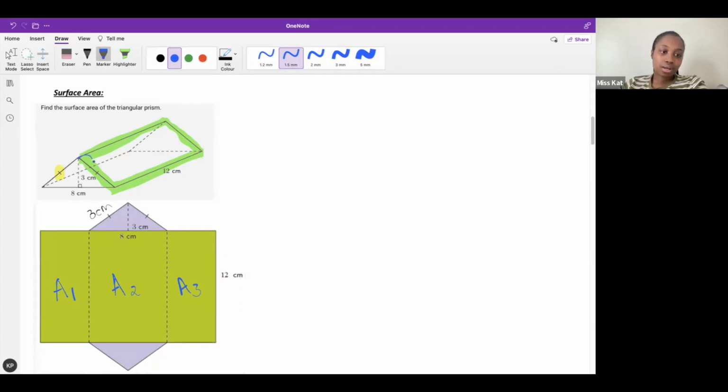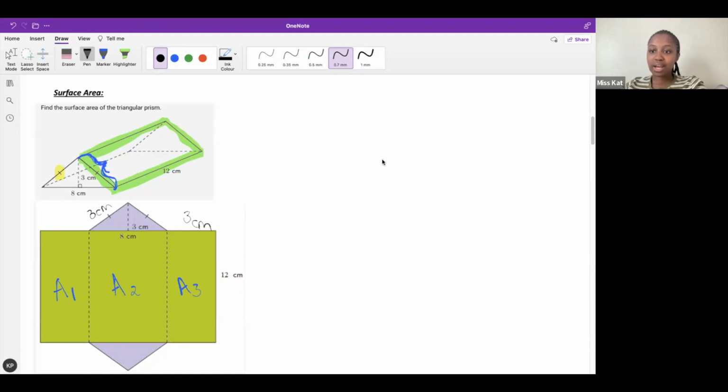I want to know how long this side is. How long is this side? That one over there. Nice. Do we see it, guys? So if it's 3 for the triangle, it has to be 3 centimeters for the rectangle.